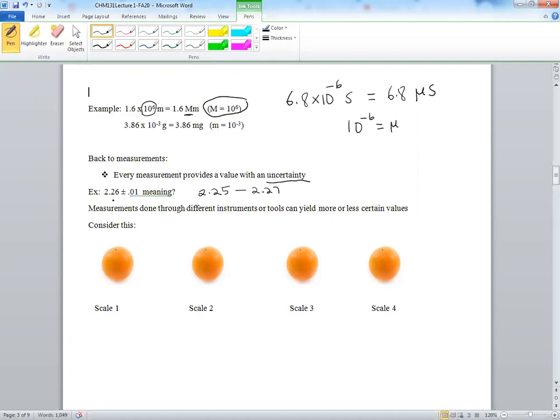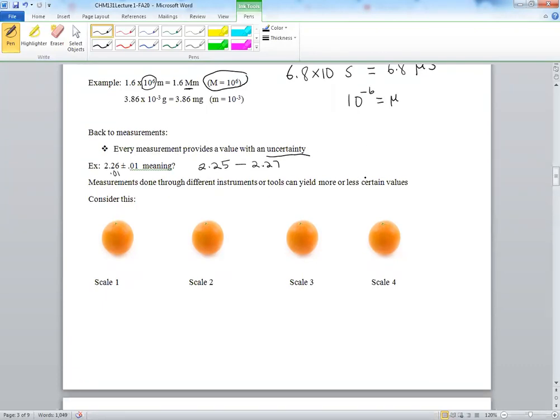Why? If I take this 0.01, notice that this 6 at the end right here is the uncertain digit. So uncertainty is encountered all the time in science, but that doesn't mean that we are severely limited. As long as we work with our uncertainty, we should be fine.